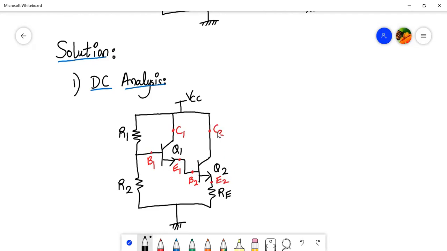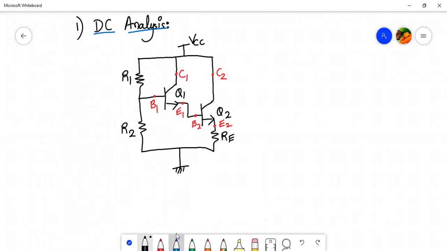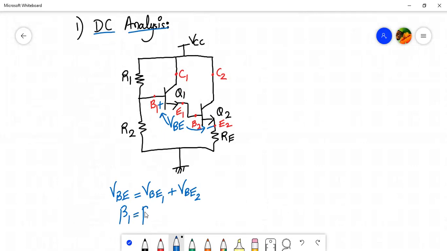Now, during the last lecture we have completed the DC analysis and the AC analysis of emitter follower amplifier using Darlington pair. So no need to repeat that. I will be showing you all the steps. But only one thing over here, we can write VBE. The total VBE of the Darlington pair will be the individual transistor base to emitter voltages, so it will be VBE1 plus VBE2. And also, since both the transistors are symmetric, their beta1 is equal to beta2 is equal to beta. That also we noted down.